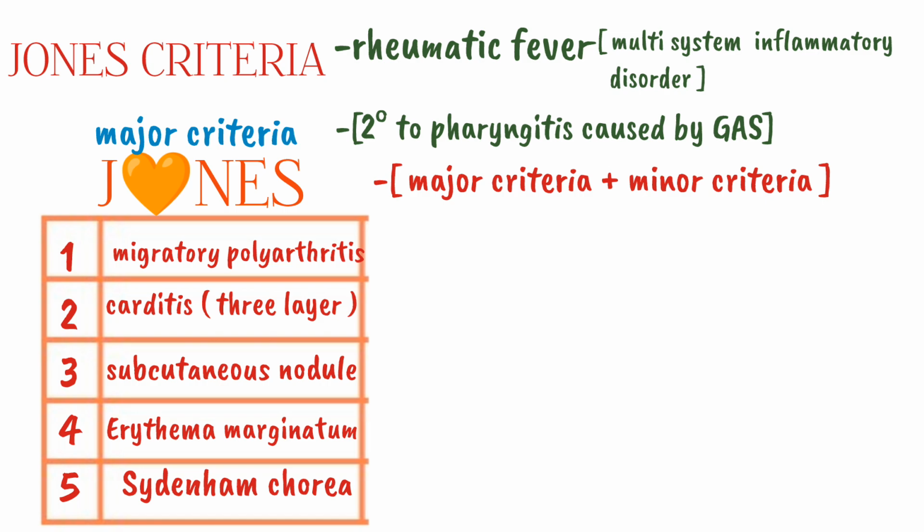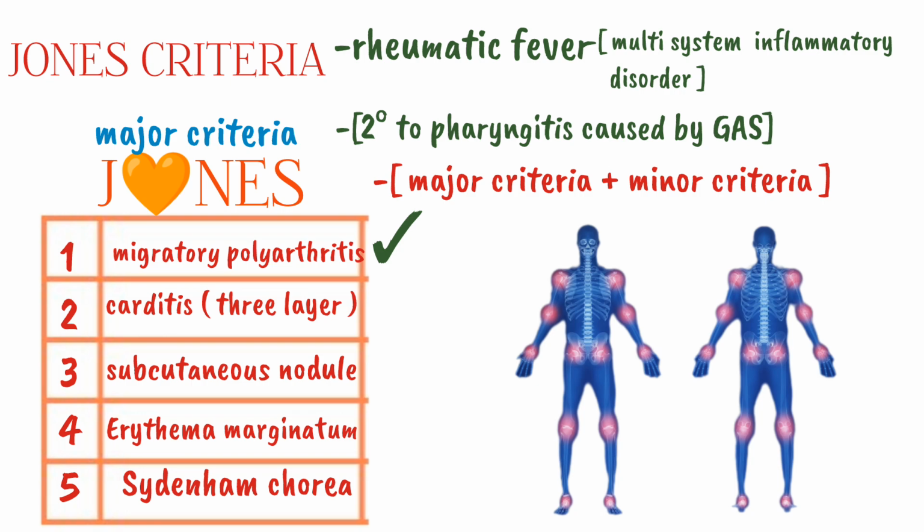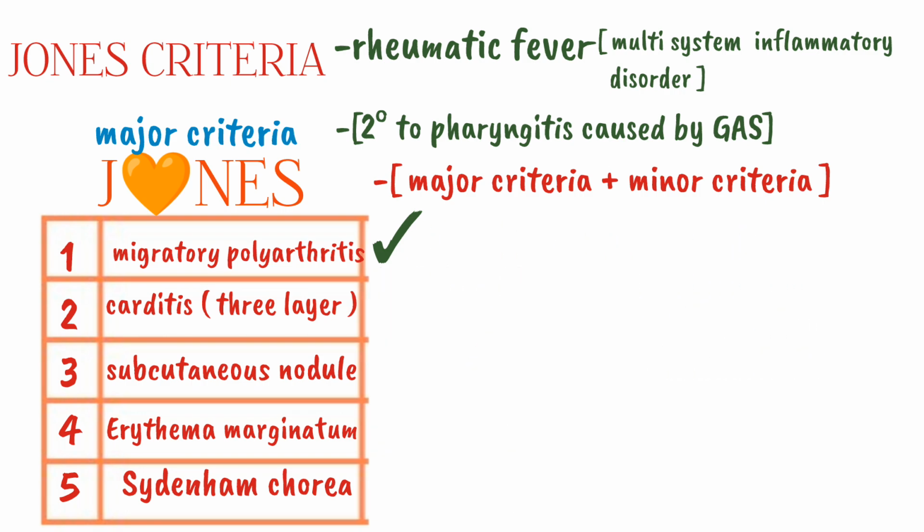Let's discuss these major criteria in detail. The first one is migratory polyarthritis. What do we mean by migratory polyarthritis? It means that a patient will have arthritis of one joint, and when the arthritis resolves, the patient will develop arthritis in another joint. So there will be a shifting of arthritis in joints. It is called migratory polyarthritis. The second one is carditis. Rheumatic fever affects all three layers of the heart, including endocardium, myocardium, and pericardium.